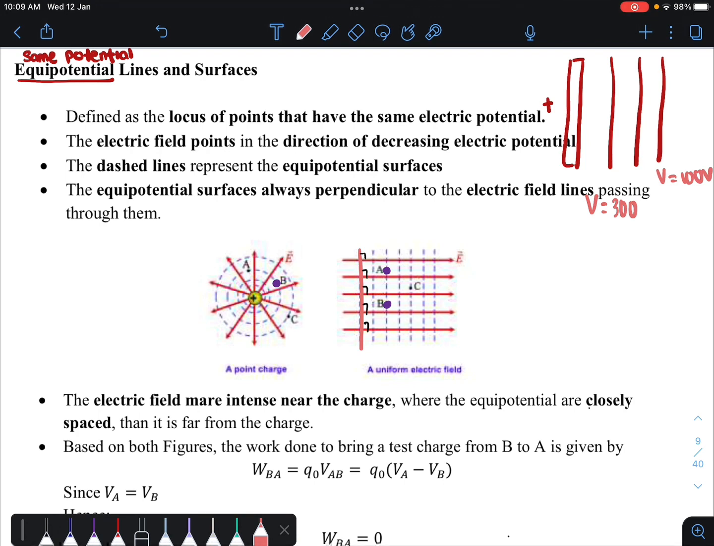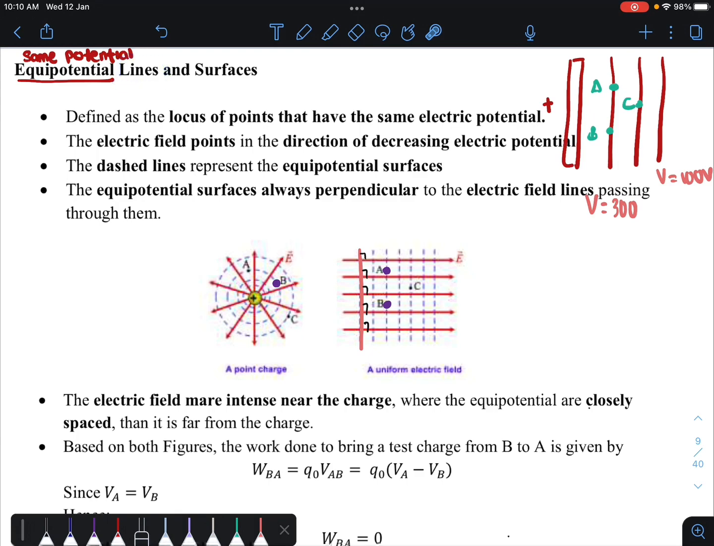And along the same line, maksudnya kalau kita ada dua titik, kita ada dua titik A sini, B sini, dan lagi satu titik C sini. Titik A dengan titik B akan mempunyai potential yang sama sebab mereka berada pada garisan yang sama, jarak yang sama daripada charge itu. Okay, itu maksud equipotential lines.